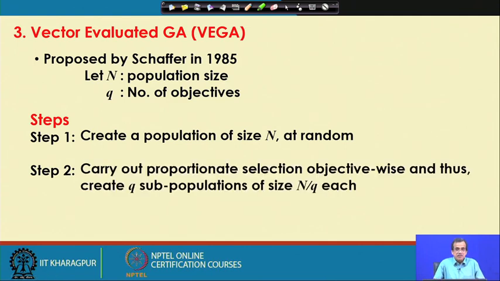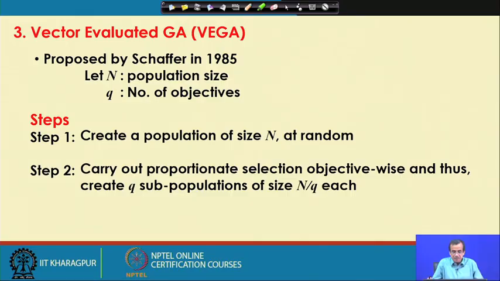Now, step 2, carry out proportionate selection objective-wise, thus create q subpopulations of size N by q each. Now, what does it mean? Supposing that I have a multi-objective optimization problem having, say, 10 objectives. What we do is, we try to start with a large population size, say the population size N could be equal to, say, 1000.